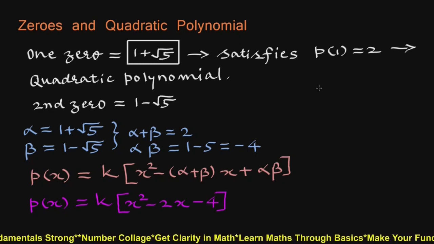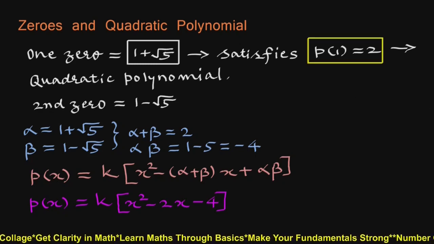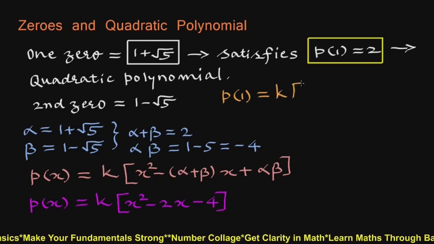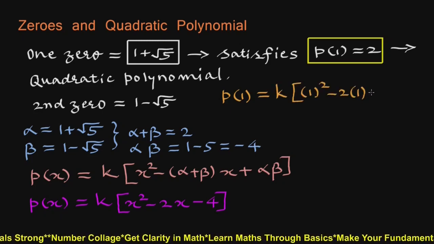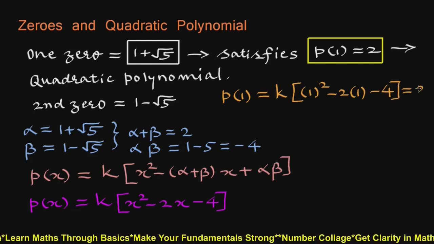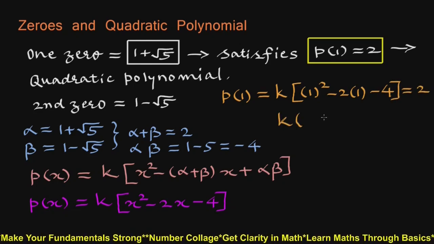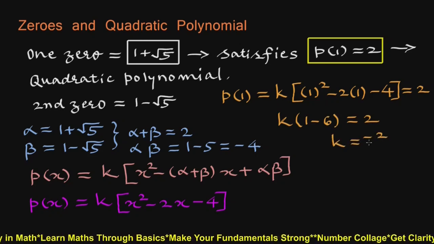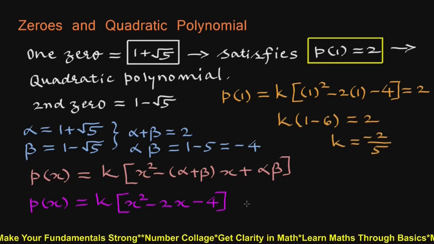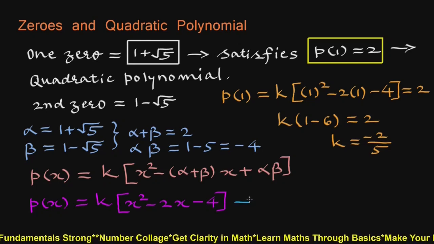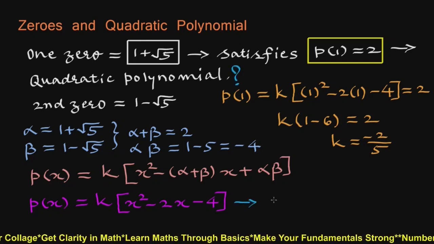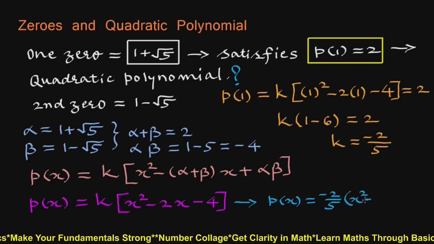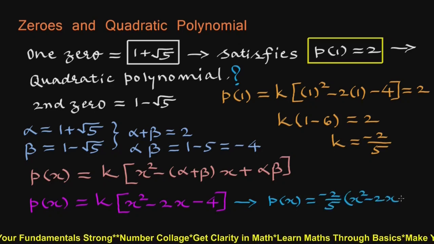But it is given that p(1) equals 2. So we have p(1) equals k into 1 square minus 2 into 1 minus 4 equals 2. So k into 1 minus 6 equals 2, or k equals minus 2 upon 5. So the required quadratic polynomial from here will be p(x) equals minus 2 upon 5 times x square minus 2x minus 4.